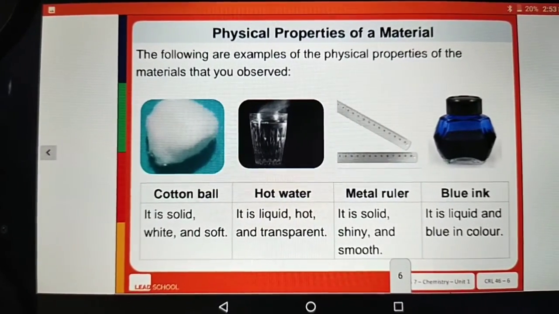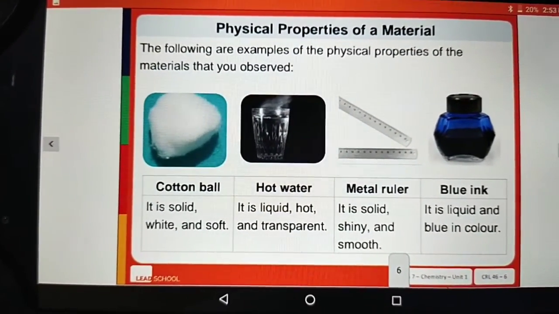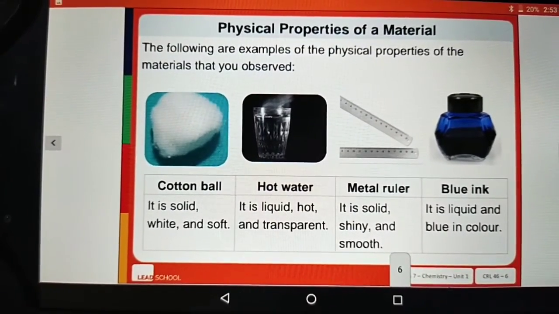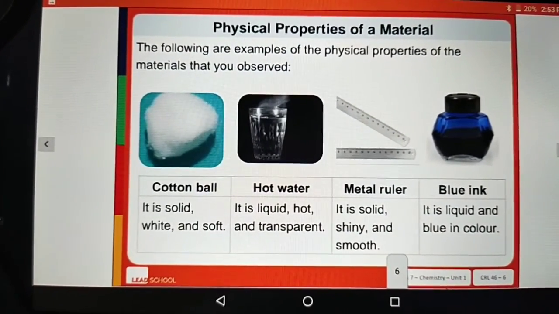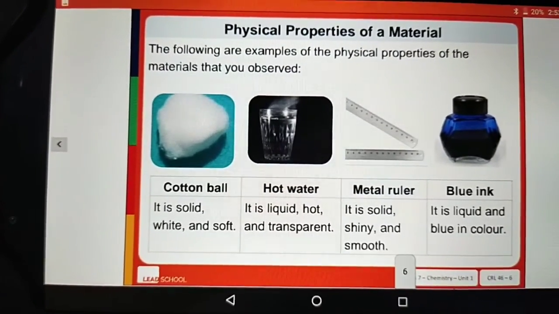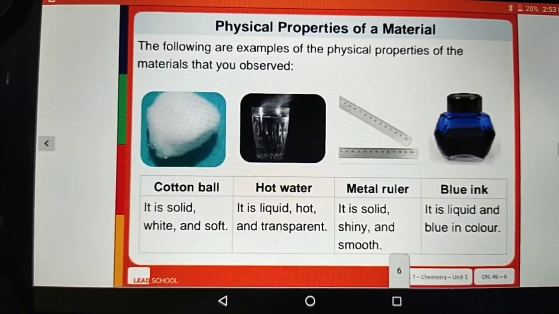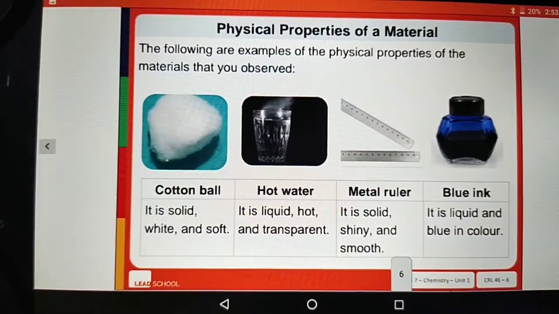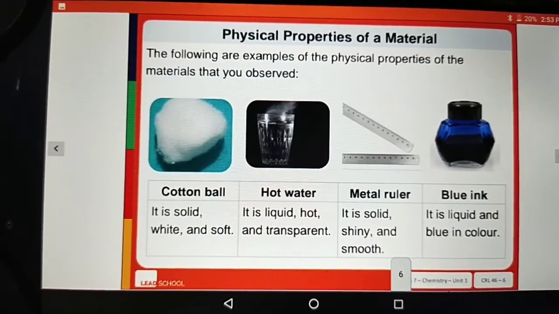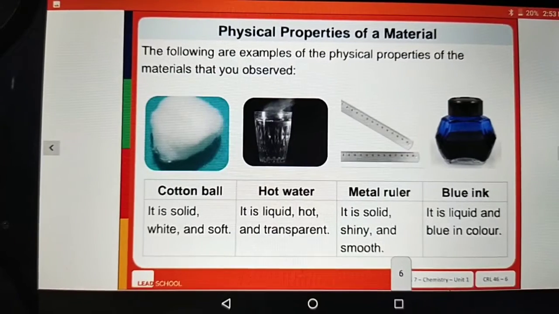You can see a cotton ball. It is solid, it is white, and it looks soft. Hot water, it is liquid, it is hot, and it is transparent. The metal ruler, it is solid, it is shiny, and it is smooth. The blue ink, it is liquid, and you can tell its color, it is blue.